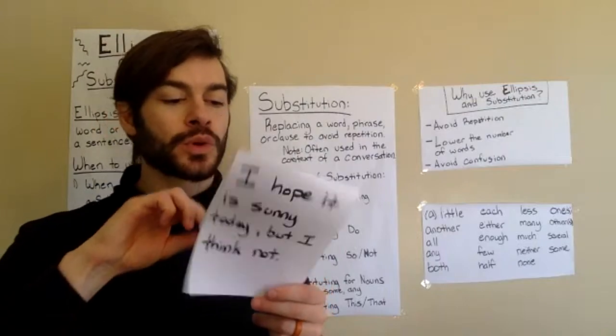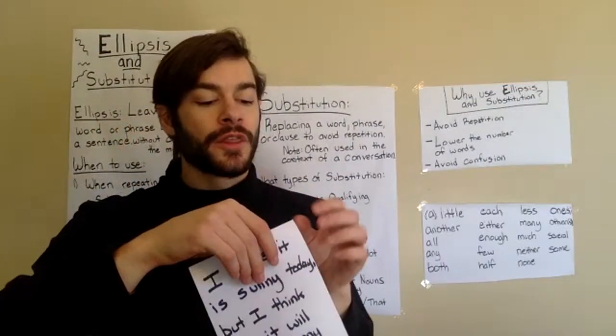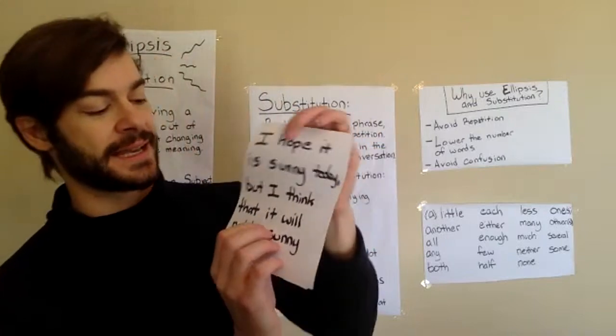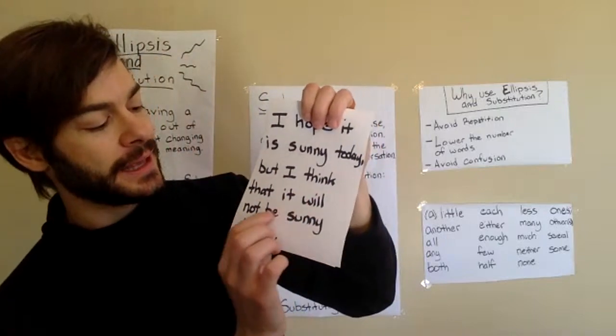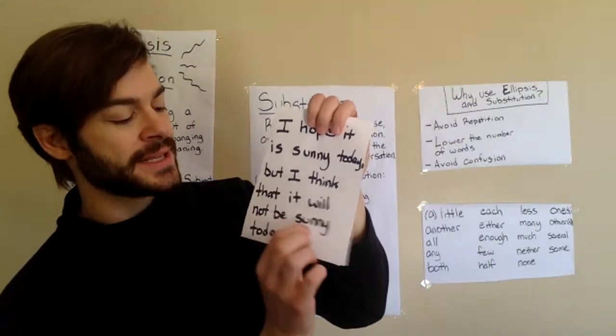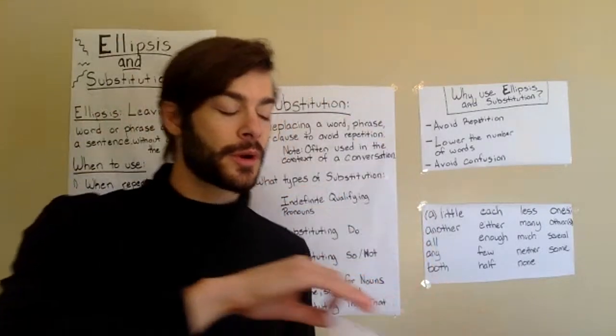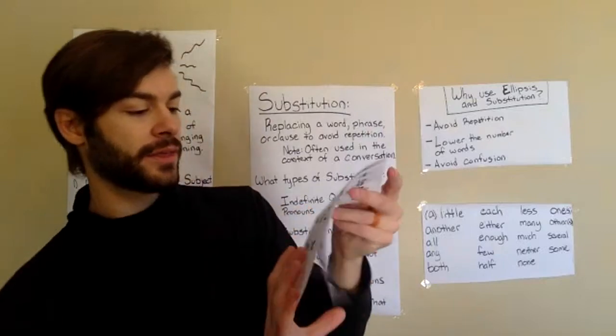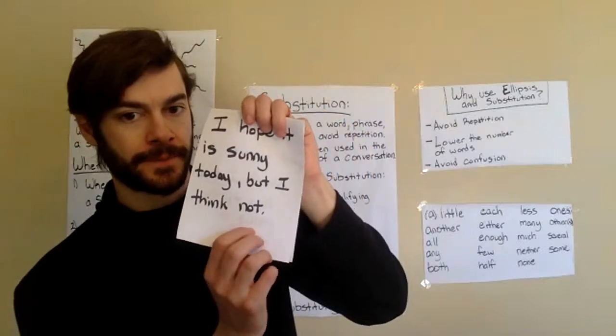I hope it is sunny today, but I think not. So once again, we're substituting the repeated part of the sentence. I think it will not be sunny today. So we're taking out be sunny today, and we're changing it with, I think not.